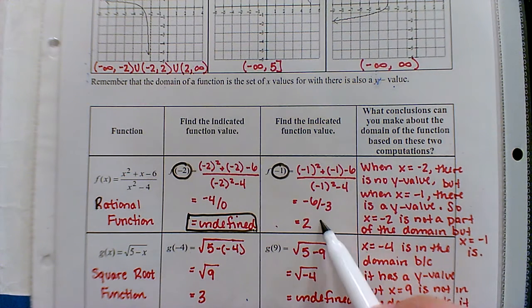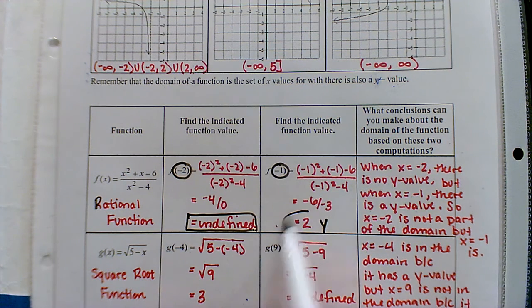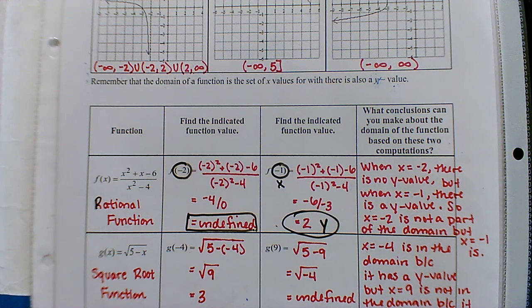Has an output, an outcome, yep, a y value. So in terms of the definition of domain and range, you always need to get a number out as your answer. If you plug in an x, you get out a number for y. If you plug in a y, you get out a number for x. So the fact that we got a number out means that this x value is a part of the domain.